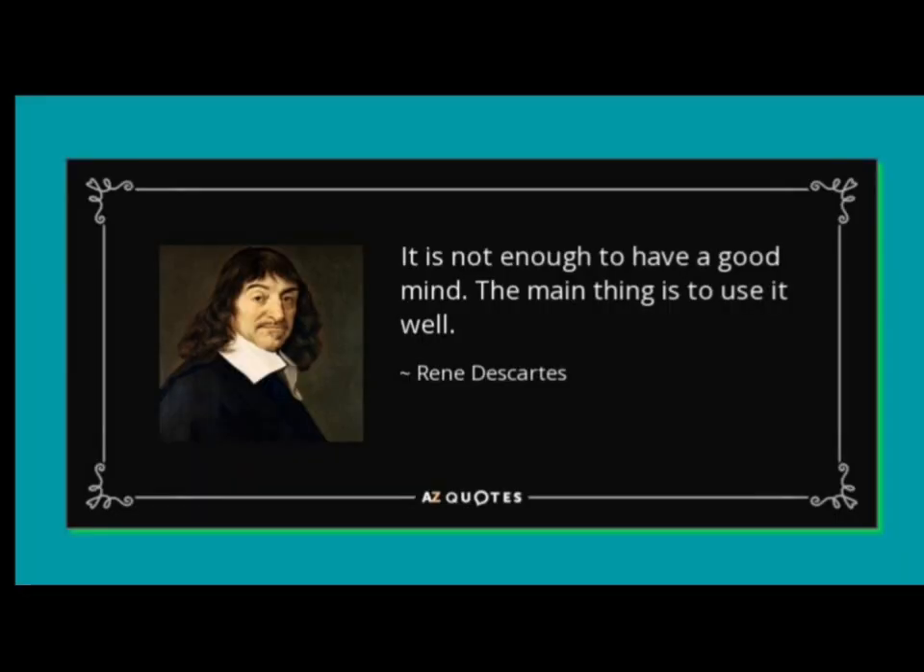Before we begin, I would like to read out a small quote by René Descartes, which says, "It is not enough to have a good mind. The main thing is to use it well."